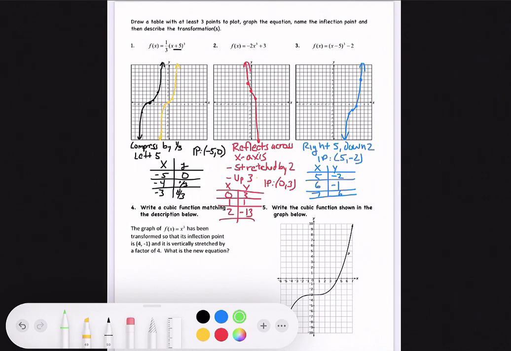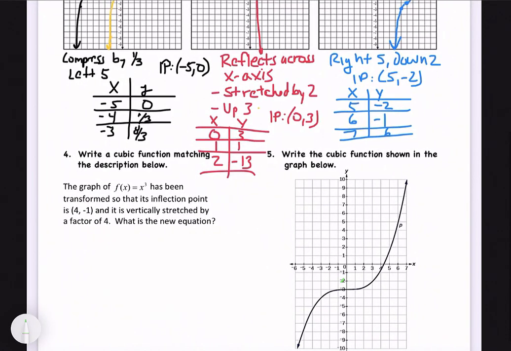All right, so now it says number 4, write a cubic function matching the description below. The graph of f of x equals x cubed has been transformed so that its inflection point is (4, -1), and it is vertically stretched by a factor of 4. What is the new equation? So we know our a value is 4, so that's what goes out front. We know it shifts to the right 4. So to shift to the right 4, we have to say x minus 4, and then it's cubed. And we move down 1, so we put minus 1 out front, on the back side.